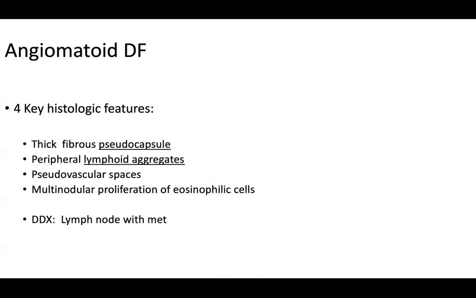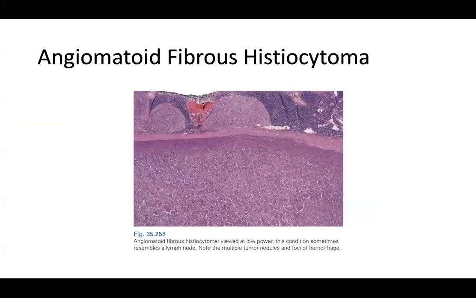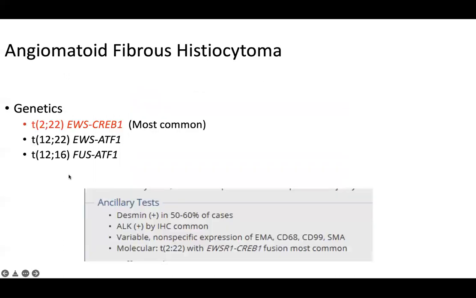Starting out with angiomatoid dermatofibroma, there's 4 key histologic features. You can have a thick fibrous pseudocapsule with peripheral lymphoid aggregates. So you can see some areas that look pretty dense, almost like they resemble a lymph node in a way at this low power, with multiple tumor nodules and foci of hemorrhage.